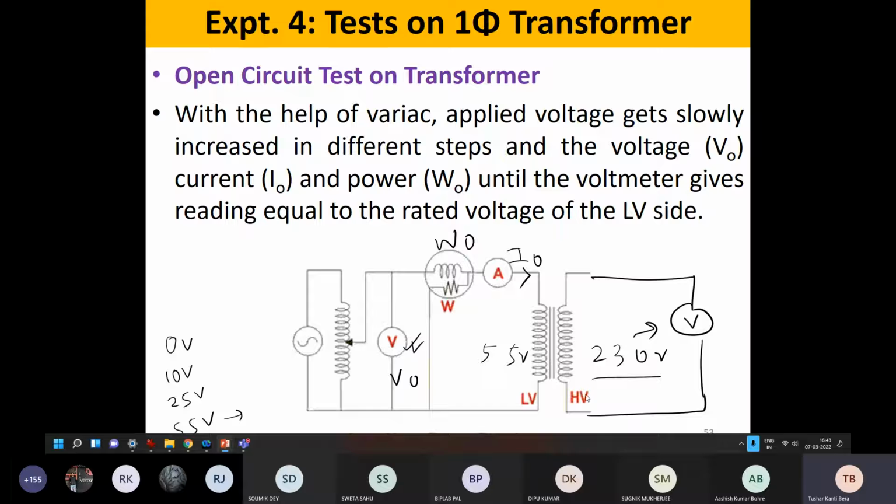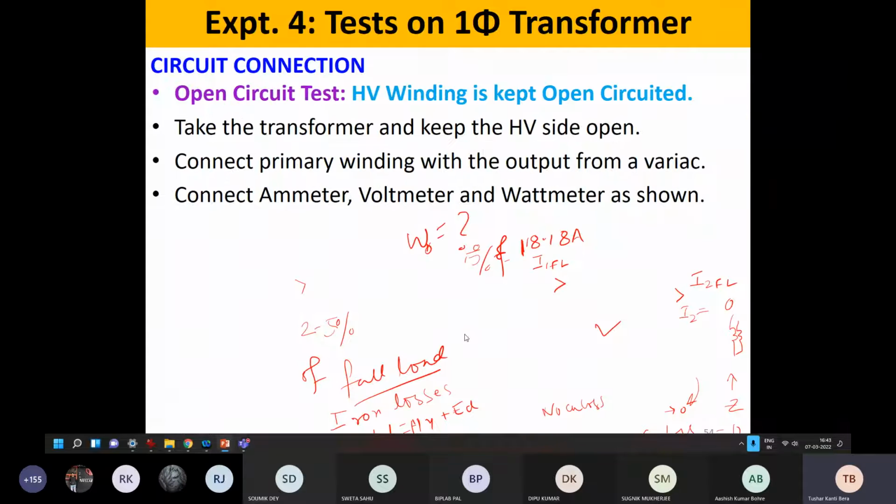So please remember, high voltage side is generally kept open for open circuit test. So we will start the video very soon, and we will go for the short circuit test now, and everything is explained already in the videos, so we can explain the calculation, everything there.